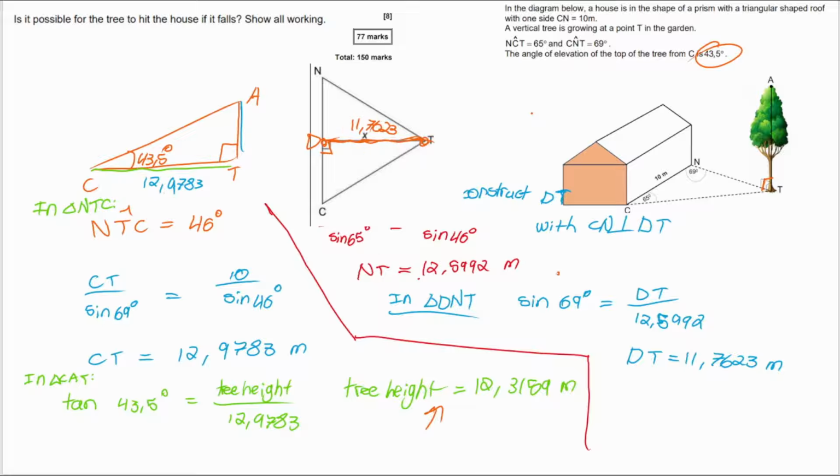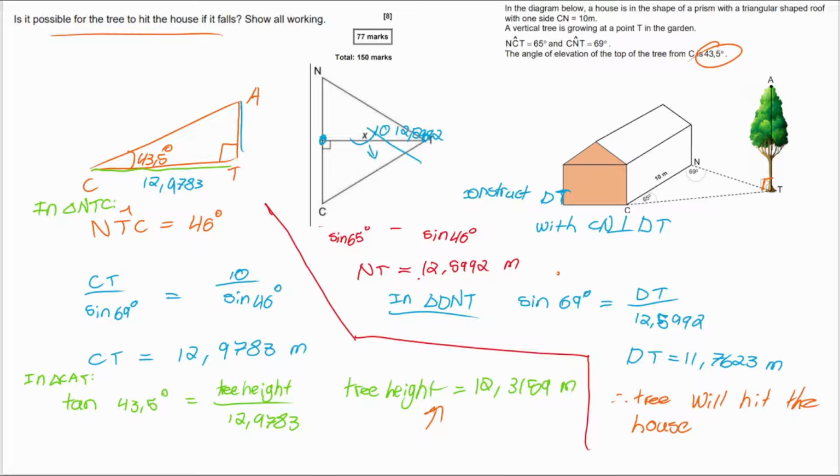Okay, so you need a conclusion because they ask, is it possible? And we need to say, yeah, it is. Therefore, the tree will hit the house. Because if we kind of interpret this with maybe some easier numbers, again, let's say the shortest distance from this point, the base of the tree, to the house is 10 meters.